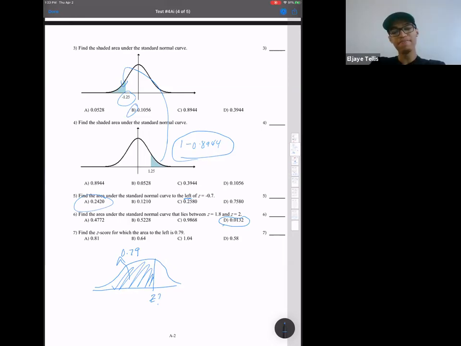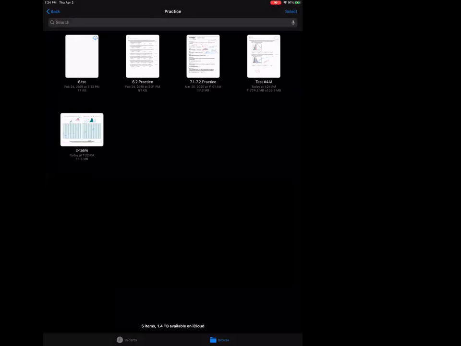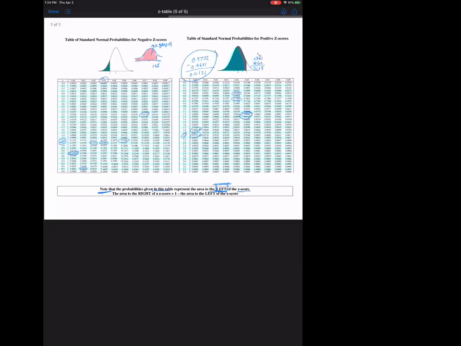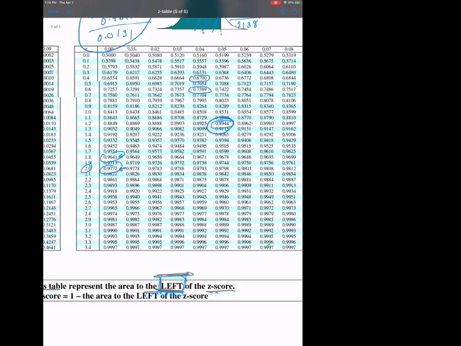Now it's kind of different because in the other examples, the answer would have been the 0.79. They would give me the z-score. And so that makes this problem different. So I have to go into my table, and somewhere in this table is 0.79. Well, at least I'm close to it.